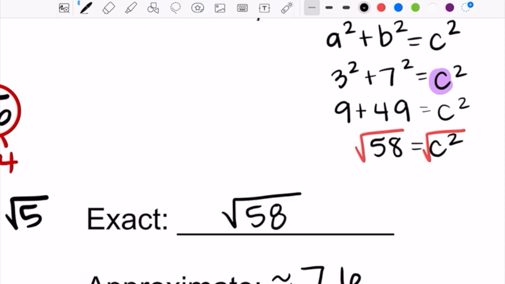58 does not have any perfect squares hiding inside of it, like a 4 or a 9 or a 16. None of those numbers divide into 58. You can cut it in half, but 29 is not a perfect square. And so the exact value for the length of the hypotenuse on this one is the square root of 58. To approximate that, you would type that into your calculator, and you get approximately 7.6. So that's the length of the missing side for B.